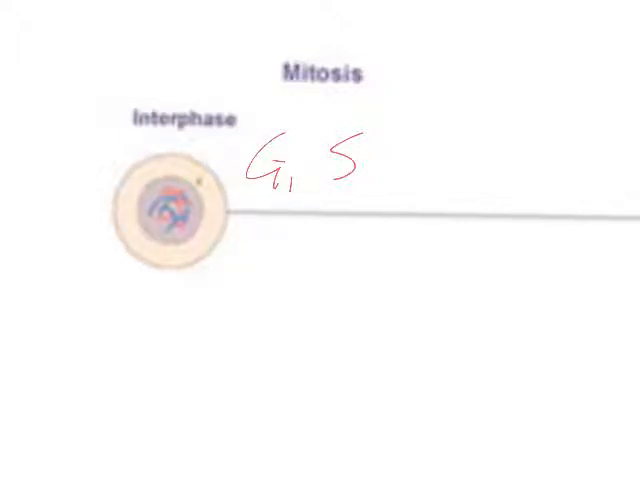It's a relatively long phase, and this is the time in which the chromosomes reproduce and split, forming two sister chromatids attached at a centromere. And then it will enter into G2, and this is post-DNA synthesis. It's still part of the interphase part.